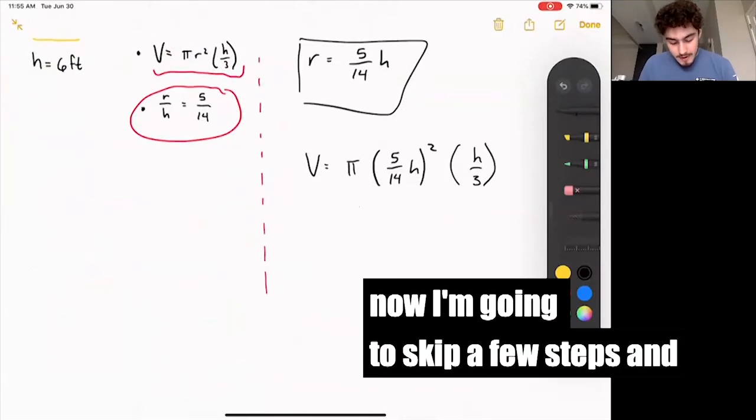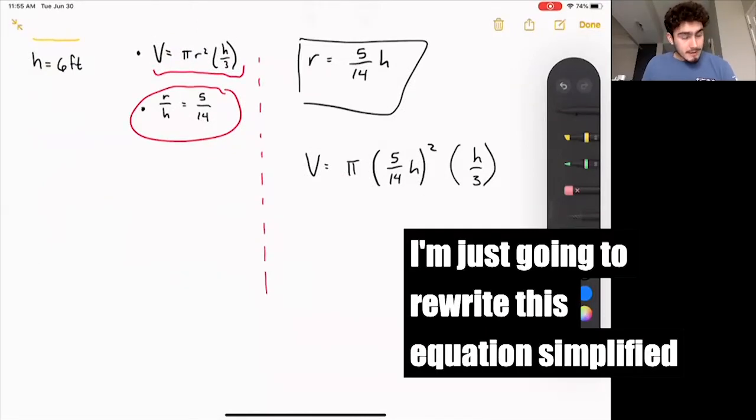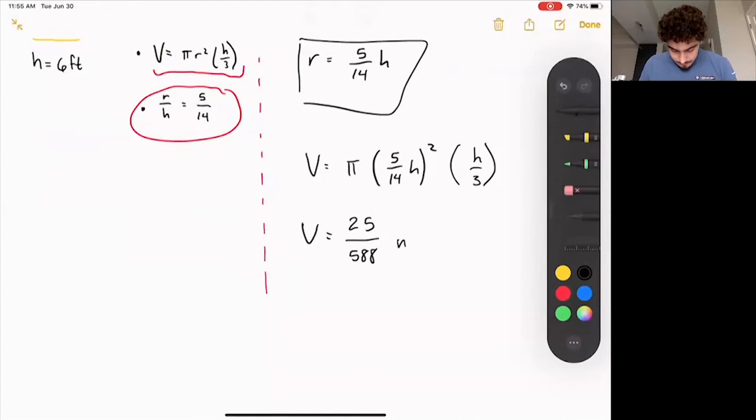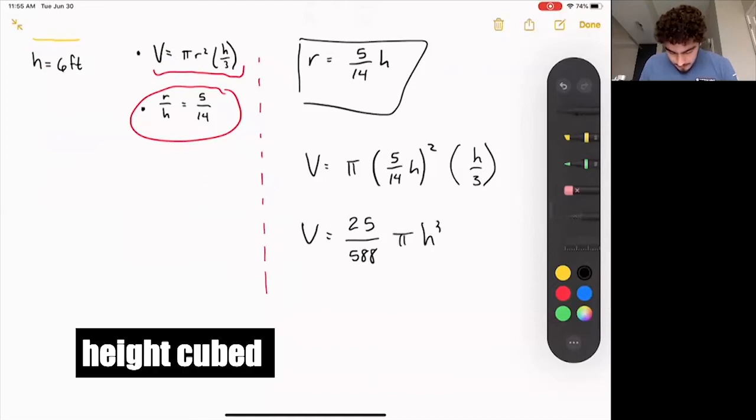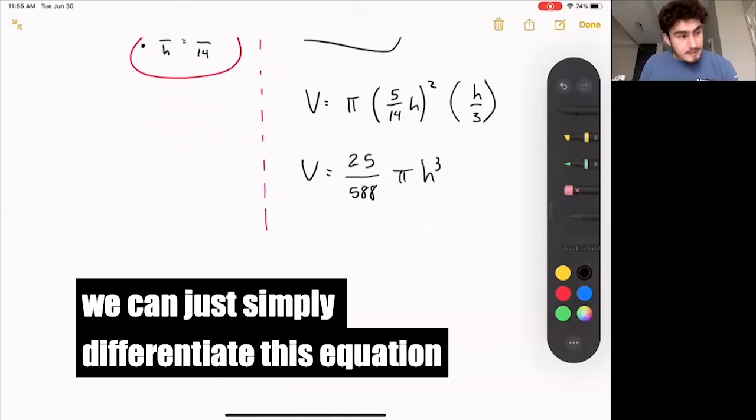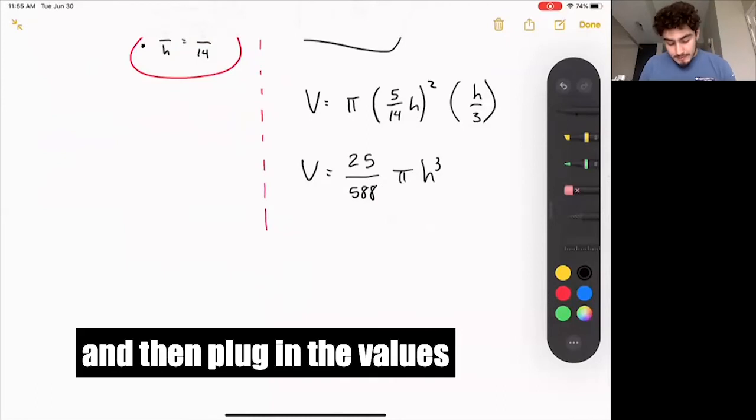Now I'm gonna skip a few steps and I'm just gonna rewrite this equation simplified. So volume equals 25 over 588 pi height cubed. And now from here, we can just simply differentiate this equation and then plug in the values.